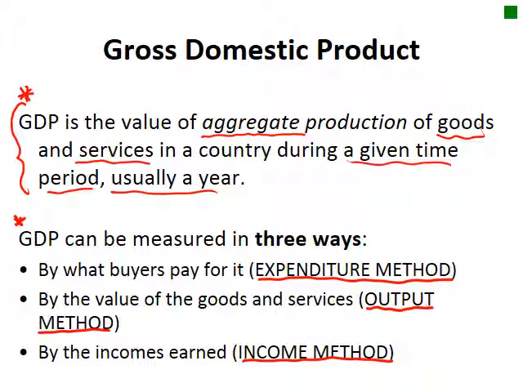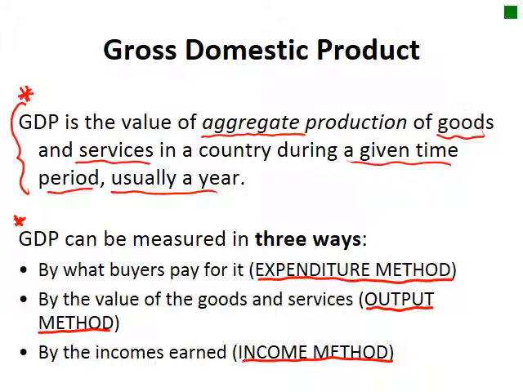Now, if you were to leave out of the definition "during a given time period," when a definition is worth 2 marks in the IB, you would get 1 mark because it would not be specific enough. Because if you looked at all of the value of goods and services being produced within a month for one country and compared it to goods and services being produced within a year for another country, the comparison wouldn't make sense. So you need to specify that it is a given time period.